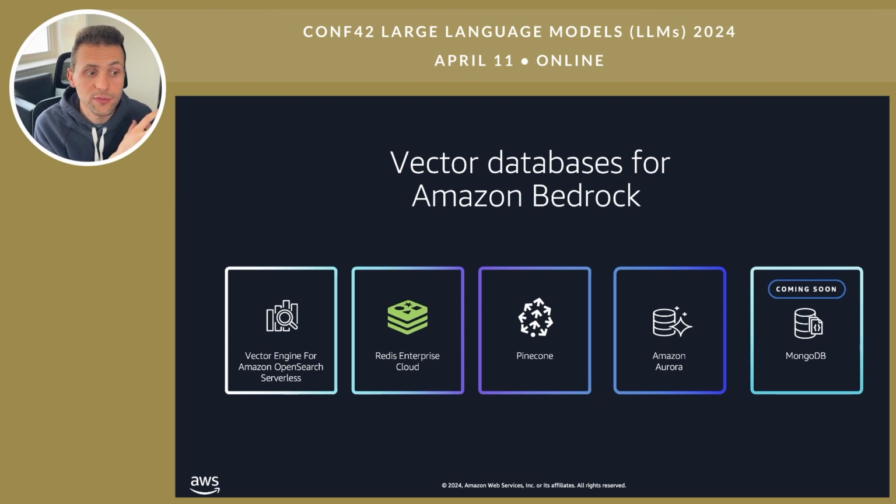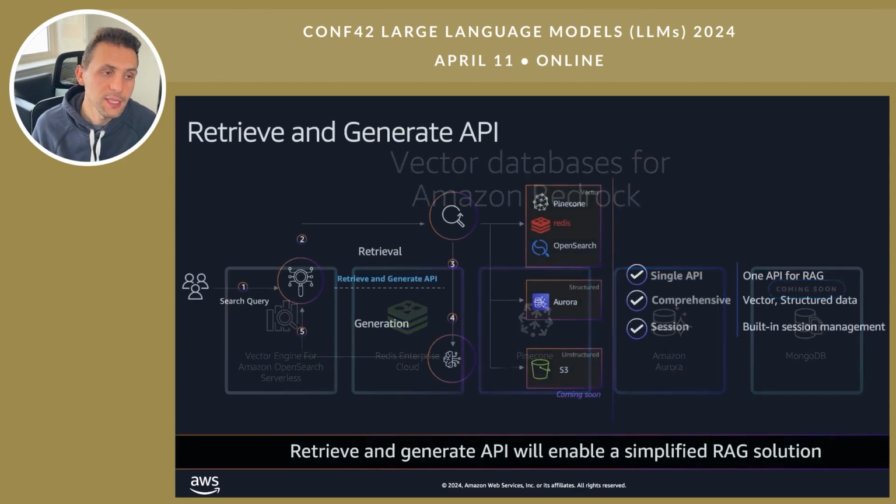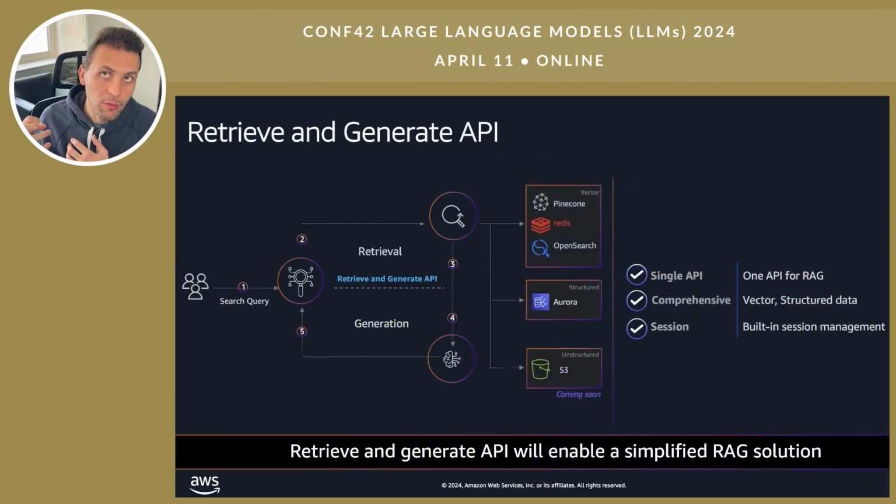Right now it supports Vector Engine for OpenSearch Serverless, Redis Enterprise Cloud, Pinecone, and Amazon Aurora. There are more capabilities coming soon. For example, MongoDB is coming to be one of the vector databases supported on Amazon Bedrock. And hopefully in the future, more of the databases that I talked about today are also going to be available on Bedrock.